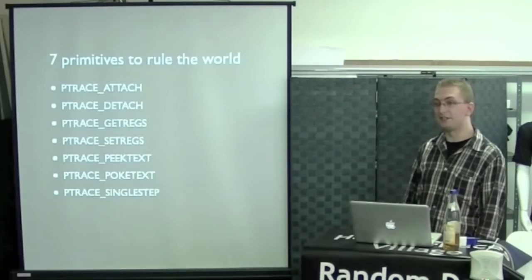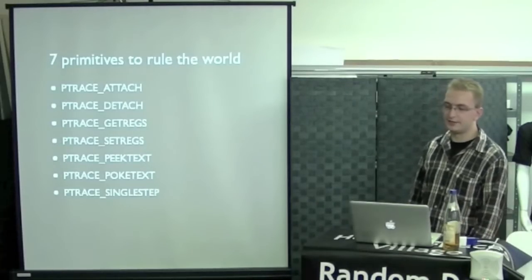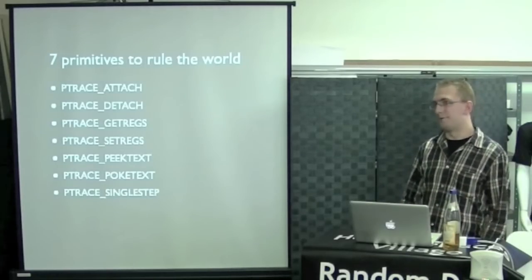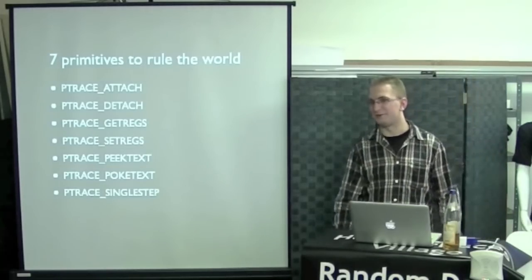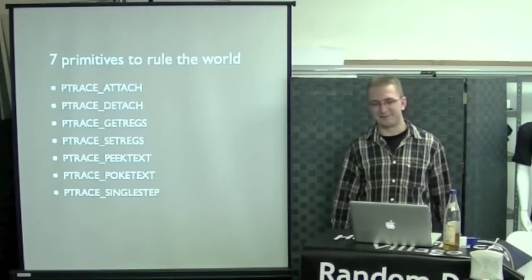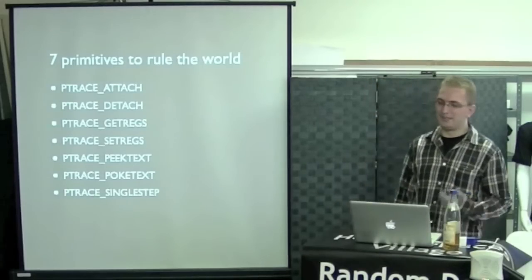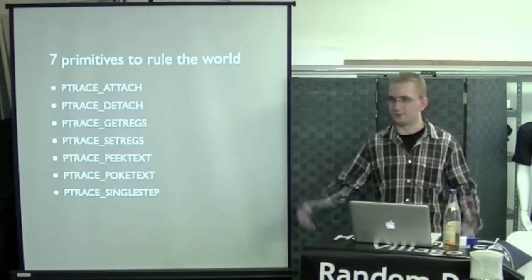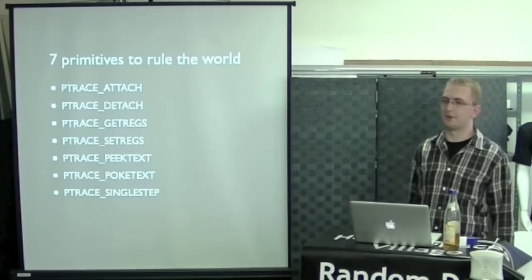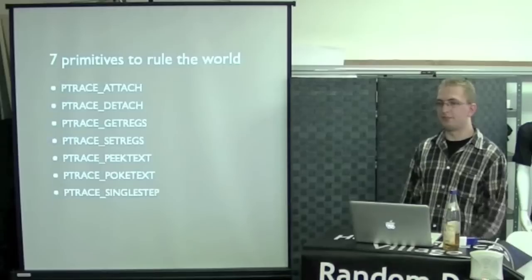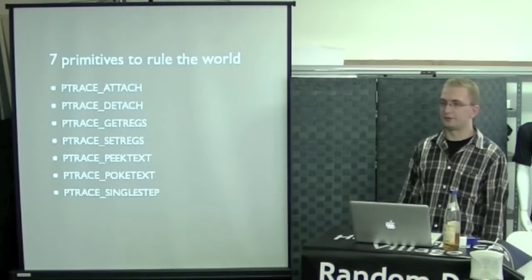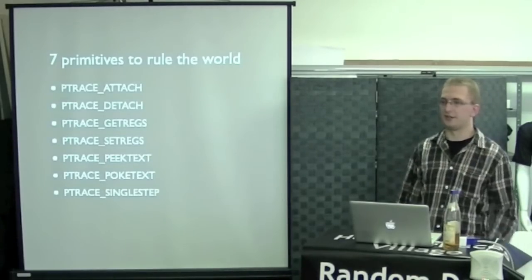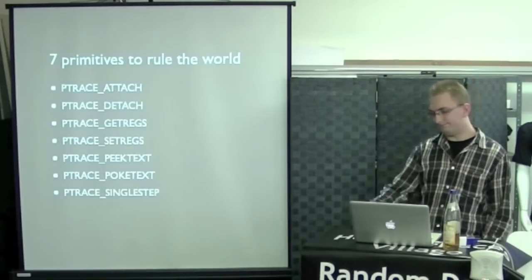Then we have ptrace peek text and ptrace poke text. Well, as you all probably know, peek and poke, maybe some of you had a Commodore 64 back then and used to type those sequences. But peeking is basically having a look into memory, and poking is basically putting something new into memory or changing something in memory. And then we have ptrace single step. Ptrace single step is useful to have a program execute a single instruction and then halt again.